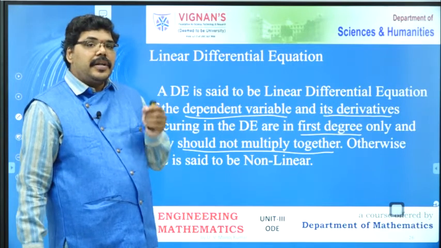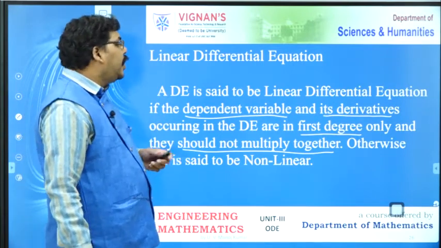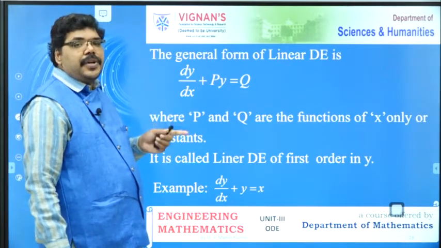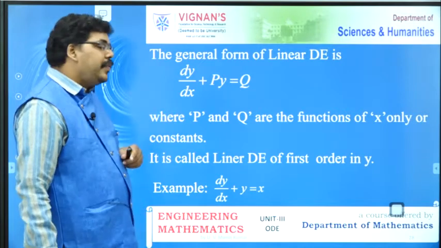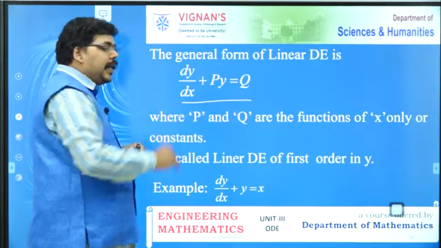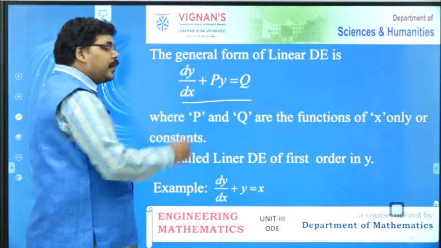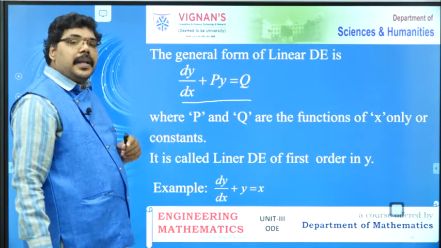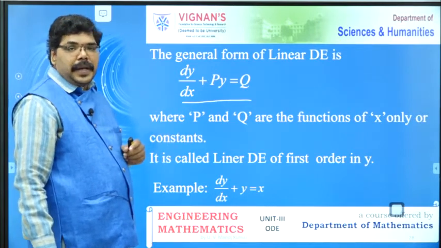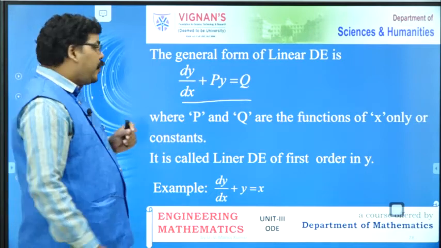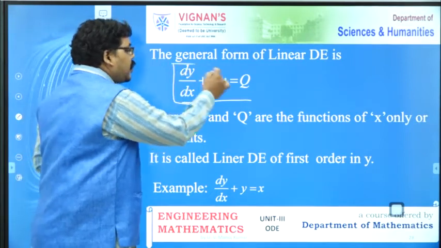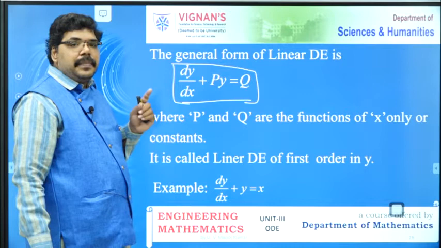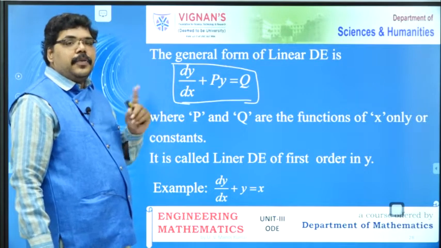When you come to a first order first degree linear differential equation, it will be in this form. Here the dependent variable is y, its derivative is dy by dx. Power of y is 1, power of dy by dx is also 1 and they are not multiplying together. So what is the standard form of first order first degree linear equation? You should remember this: dy by dx plus p into y equals q.